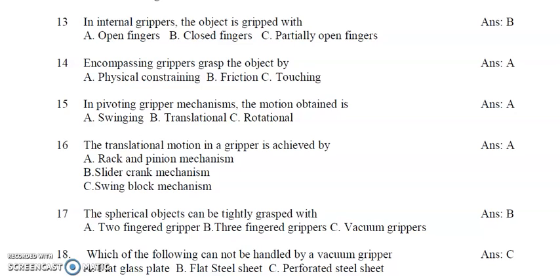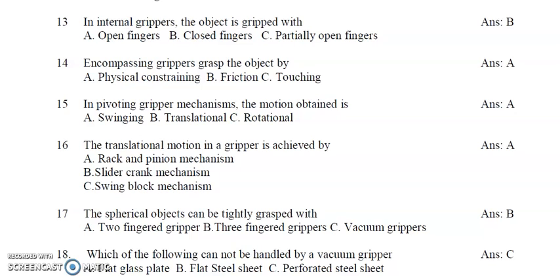Question number 15. In pivoting gripper mechanisms, the motion obtained is A. swinging, B. translational, C. rotational. Answer is A. In pivoting gripper mechanisms, the motion is a swinging motion, like our jaws in the mouth. So swinging is the right answer.